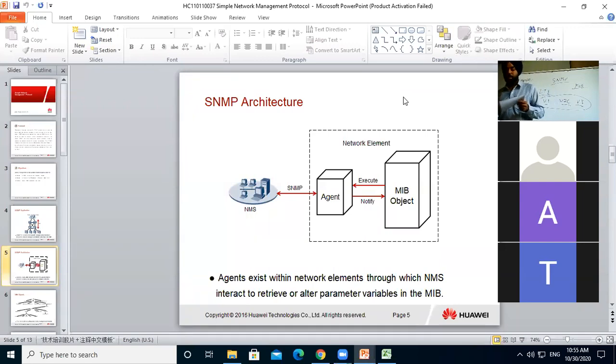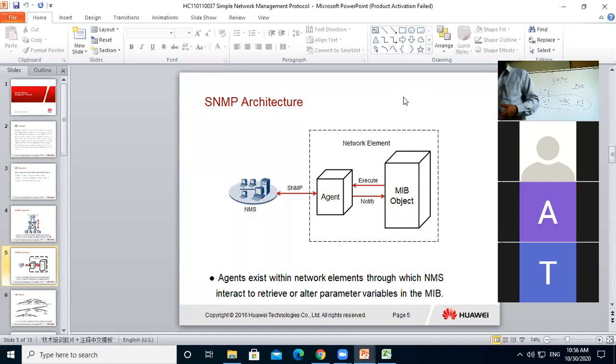It's based upon the agent and MIB object. The agent is software which is configured and installed inside the network elements. Basically, it is the intermediator between the NMS and the MIB object. All the parameters, or we can say the attributes, are stored in the MIB object, and each is associated with an object ID.